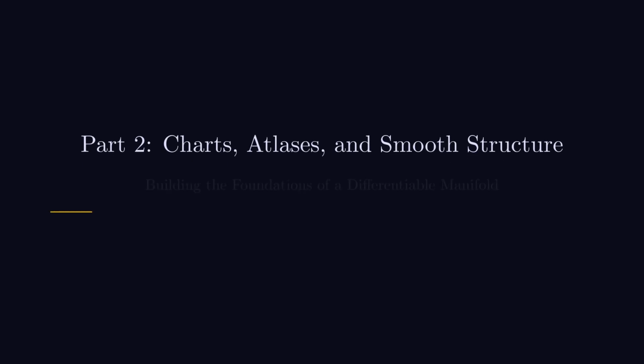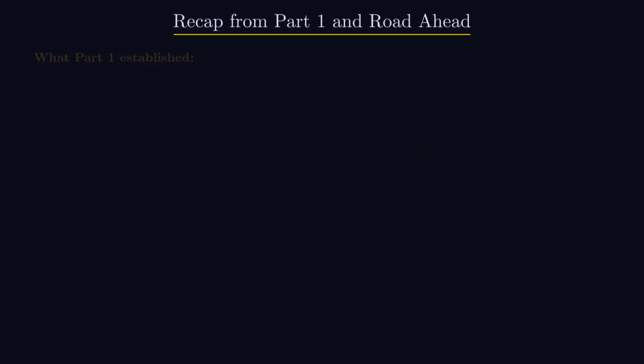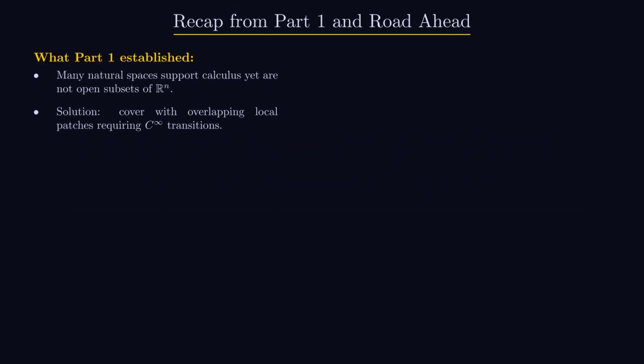Part 2. Charts, atlases, and smooth structure, building the foundations of a differentiable manifold. Let's briefly recall what Part 1 established. Many natural spaces support calculus, yet are not open subsets of Rn. The solution is to cover the space with overlapping local patches requiring smooth transitions between them.